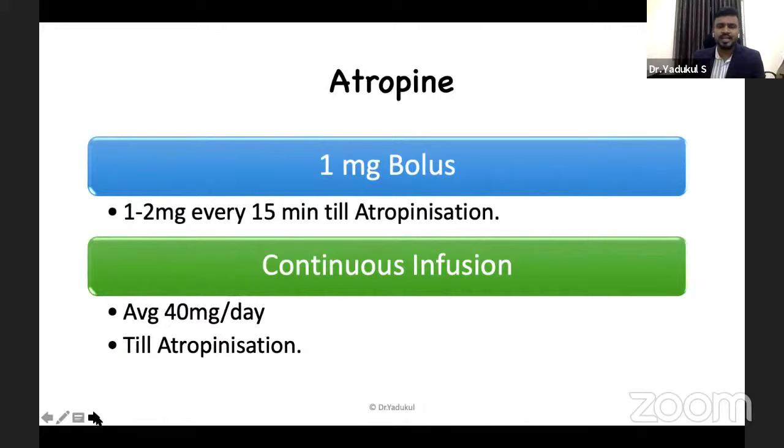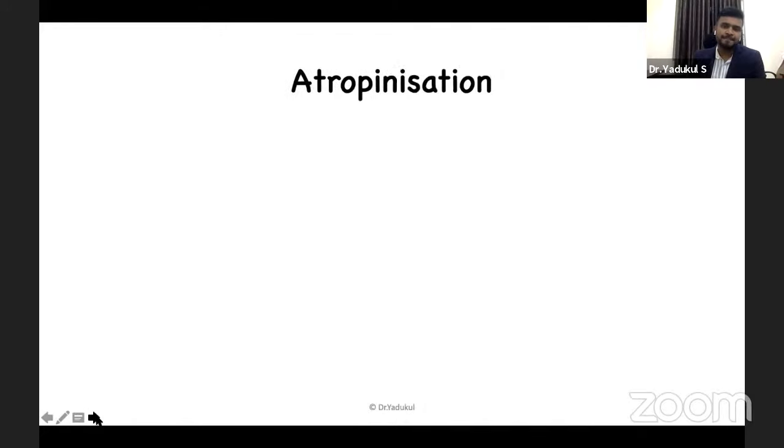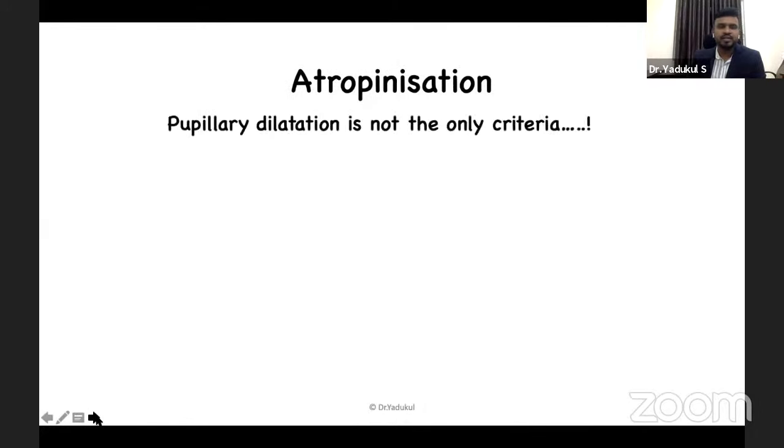What does atropinization actually mean? We all know OP poison, what does it cause? Miosis. If you give atropine, it causes dilatation of the eye. So we have to look at the eye. If it is dilated, do we think it is atropinization? No. This is the common mistake young doctors make. You give atropine, we know the action of atropine, it causes dilatation of the pupil. But it is one of the criteria, but not the whole and sole criterion to tell it is atropinized.